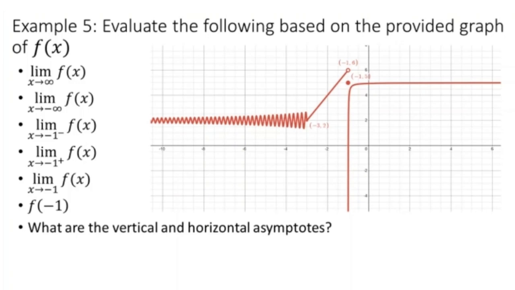When we're trying to evaluate our limit as x approaches infinity, we're trying to observe what our graph is doing on the very far right. We'll observe on the far right, our graph appears to be getting closer and closer to the line y equals 5. So as x approaches infinity, f of x will approach 5.